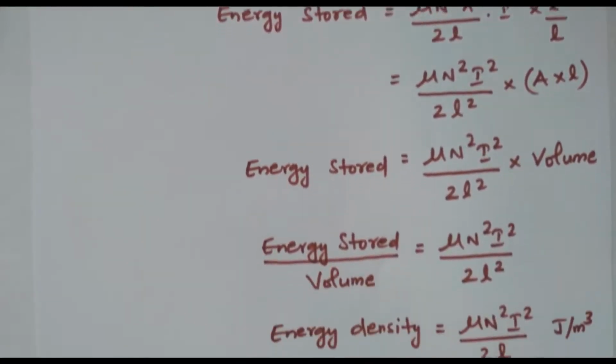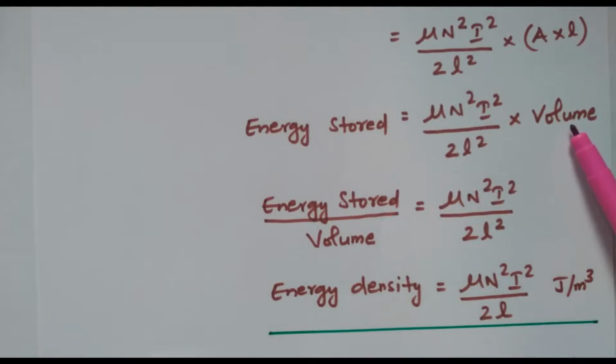Now bring this volume into the denominator. So energy stored by volume is nothing but energy density. That is mu n square I square divided by 2L square, right? This is L square, in joules per meter cube. So this is the expression for energy stored in the solenoid. The previous one is the energy stored in an inductor in general. This is specifically for a solenoid, right?